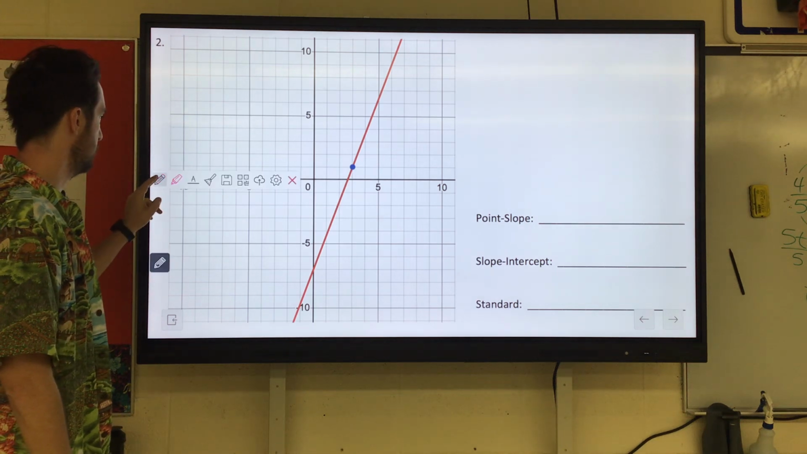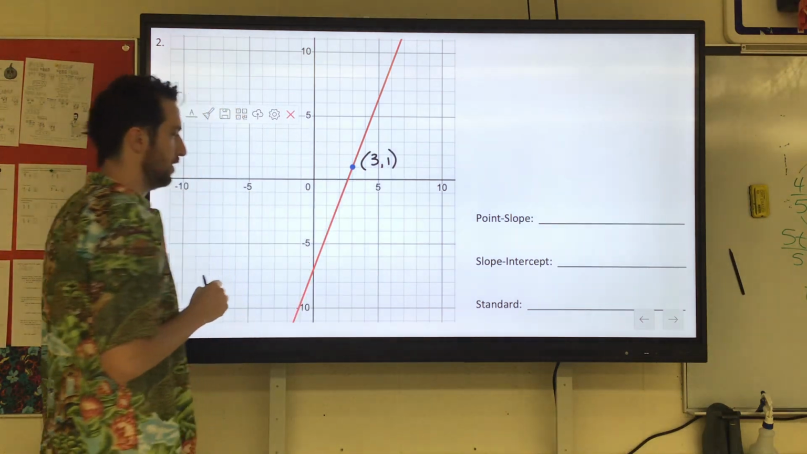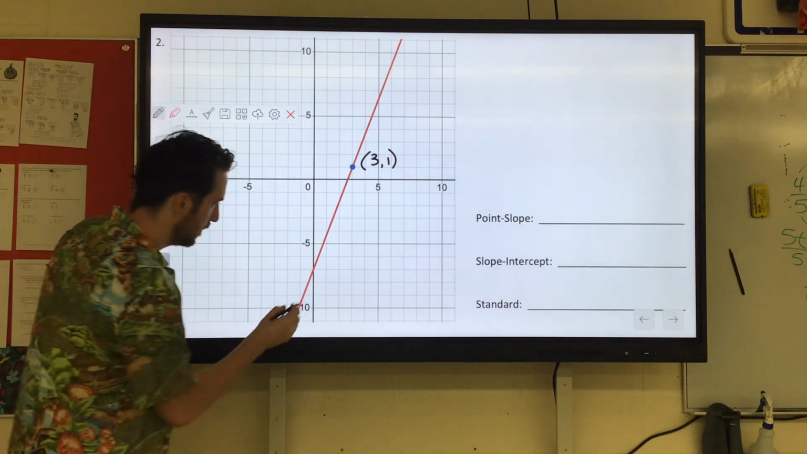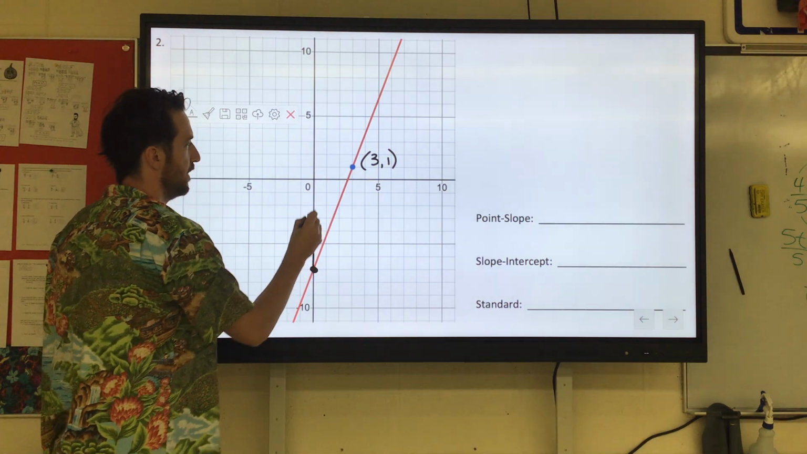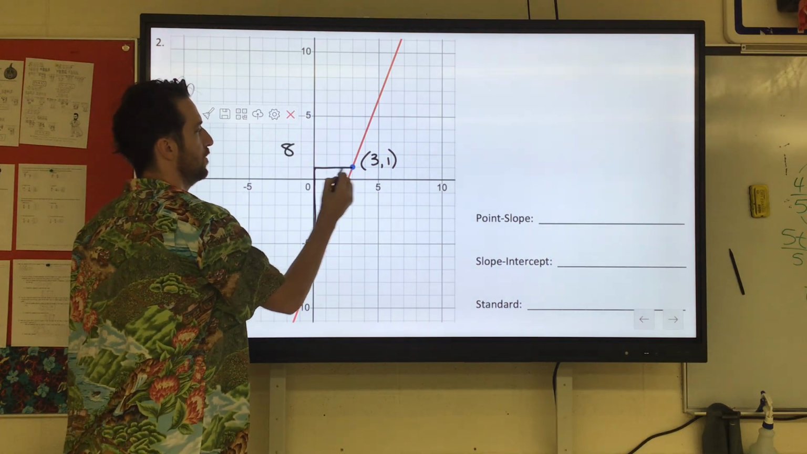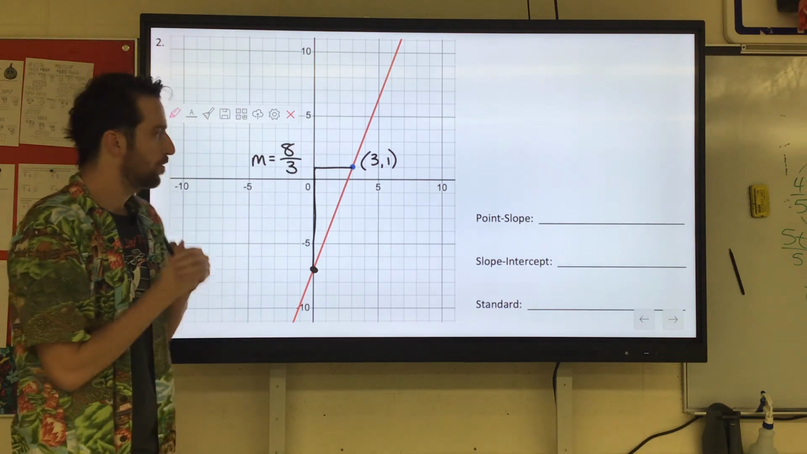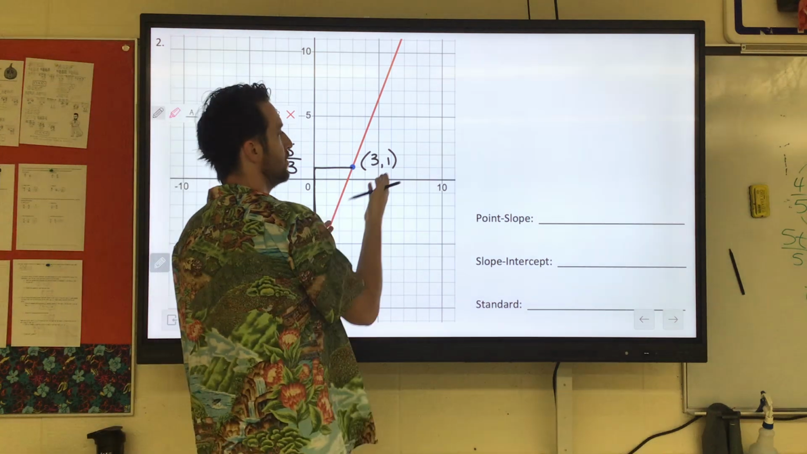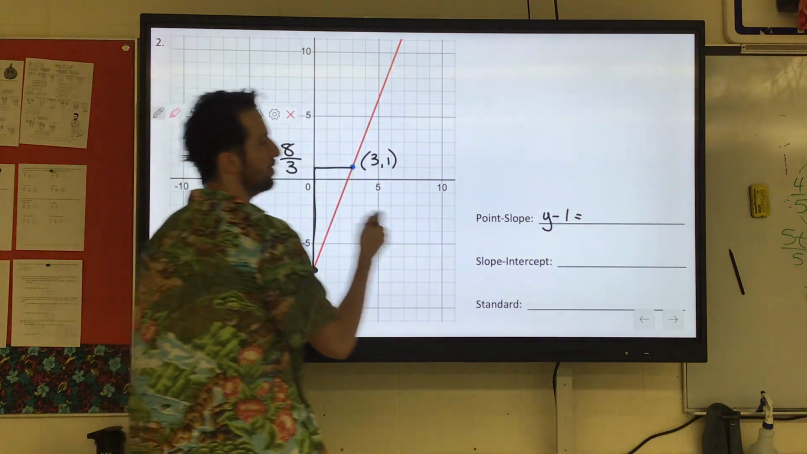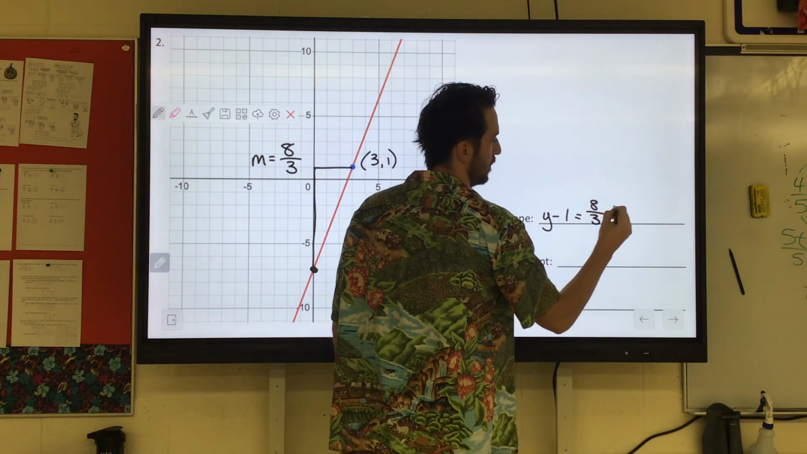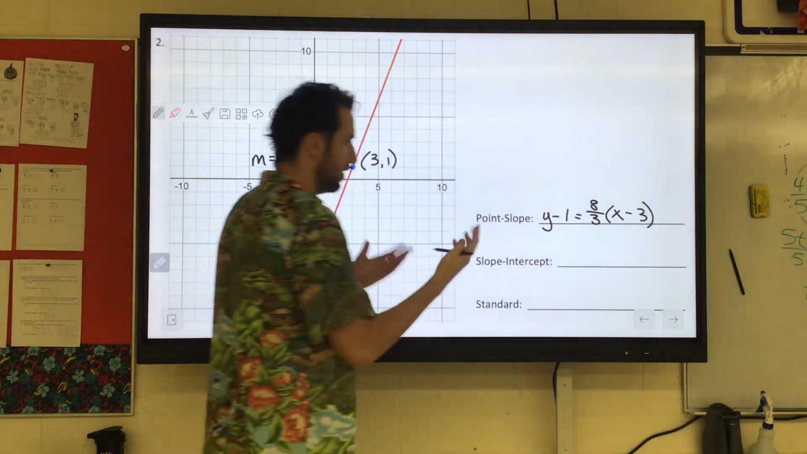All right, let's look for our coordinate here. It looks like our coordinate is at 3, 1. Slope, I see a point here, so that's at negative 7. So that's up 8 over 3. You can't simplify that. So there's our slope, there's our coordinate. Putting it into point-slope, it would be y minus our y coordinate, 1, equals our slope, 8/3, and then x minus our x coordinate was 3. There it is in point-slope form.